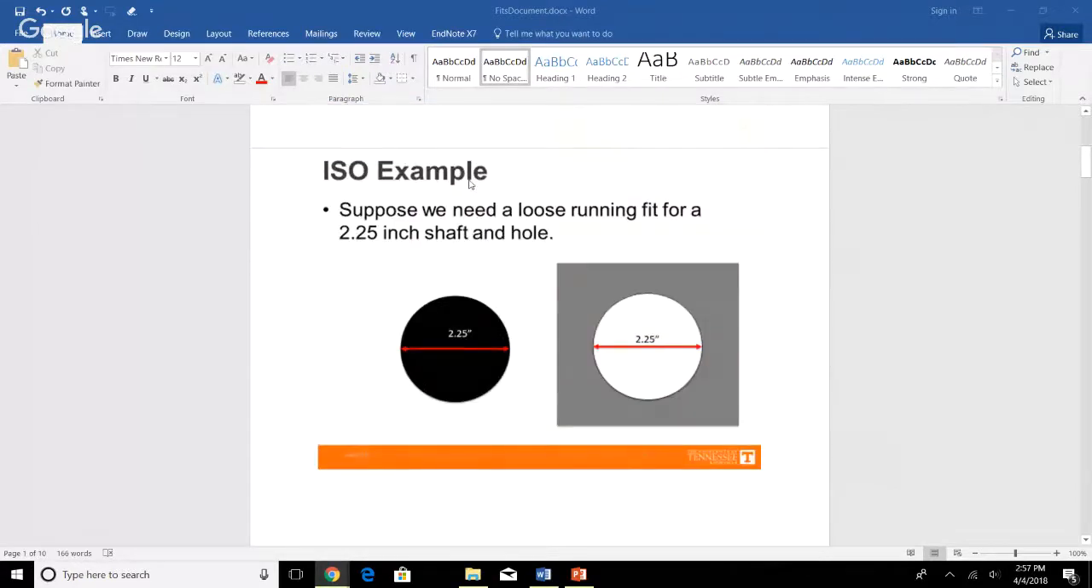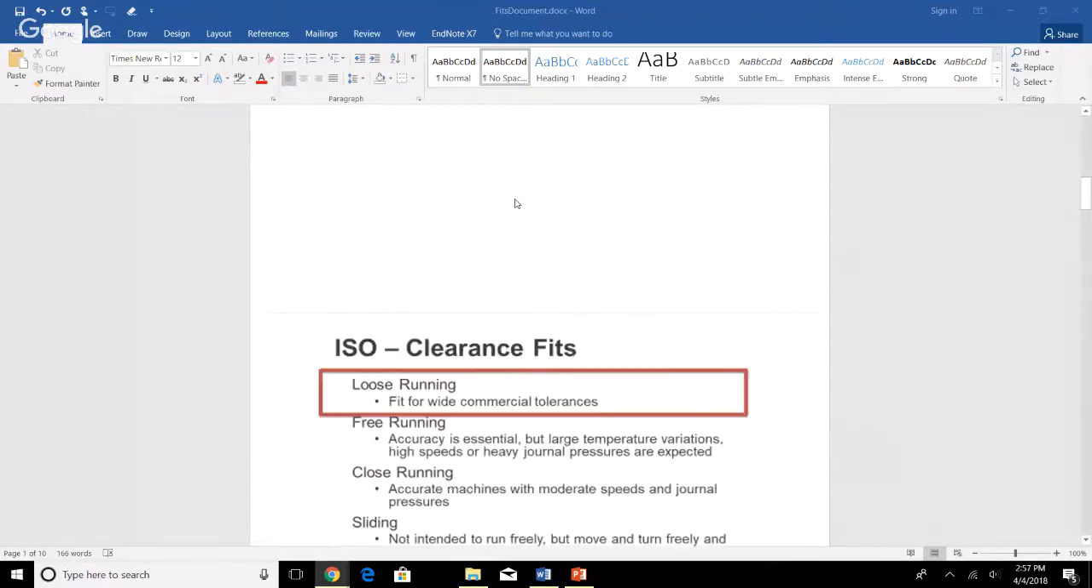Okay, so today we are going to be going over an ISO example where we need to find a loose running fit for a 2 1/4 inch shaft and hole as shown down below in our small diagram shown on the slide. You'll notice that I'm working from a Word document. I'll be posting the actual slides for this lecture up to Canvas. However, for the sake of being able to work through the problems as they go along, I will be working from a Word document this time around.